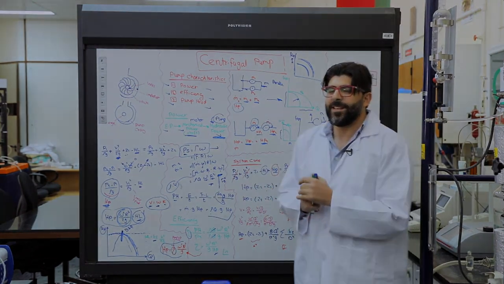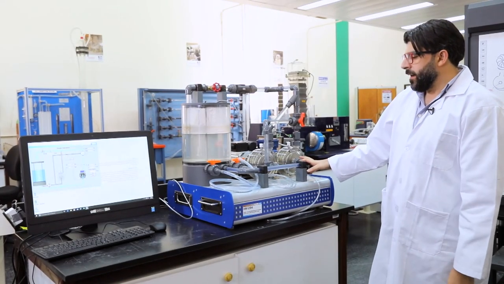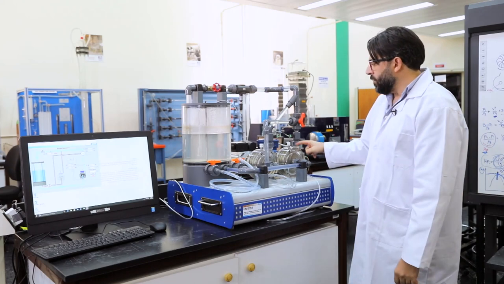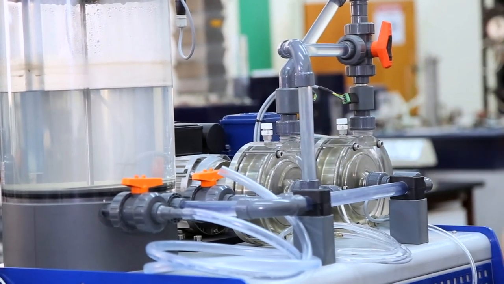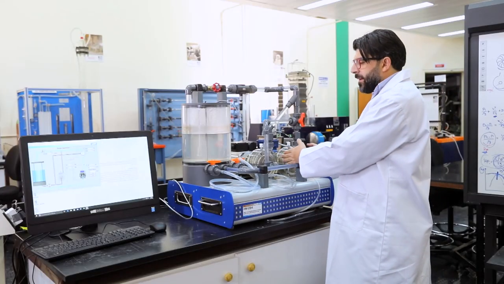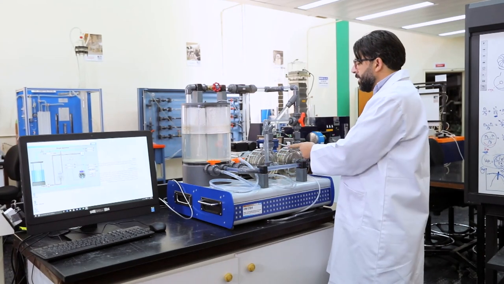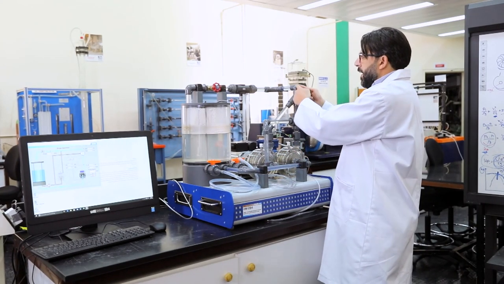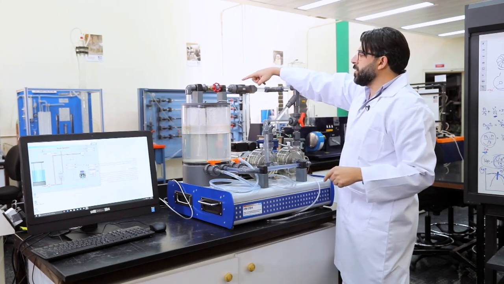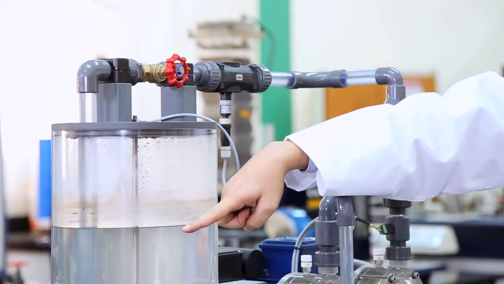Now we'll show how the experiment works, the system setup and the pump system. So in the experiment, we have the centrifugal pump. As you can see, we have two pumps, and inside we have the impeller. This is the first pump, the default pump, which takes the water from the tank. The pump will push the water up, and the flow rate is measured by this sensor, and it goes down to the tank again.